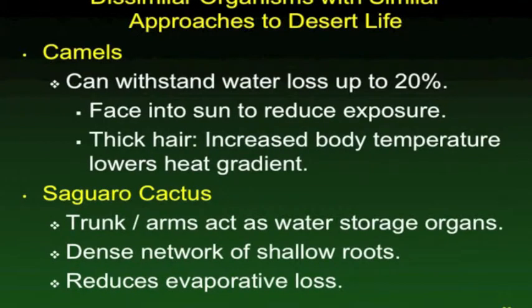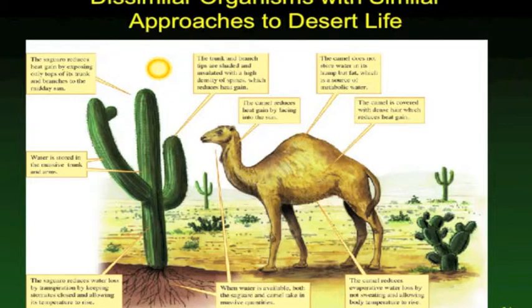Your book provides an interesting example of how two different organisms handle the desert environment: camels and the saguaro cactus. The camel is a fascinating creature. It has very thick hair that isn't used so much to keep the body warm, but actually lowers the body temperature so that it's not absorbing so much heat. And then when it sits down, it faces into the sun so that it reduces the amount of body surface that's actually exposed to the sun.